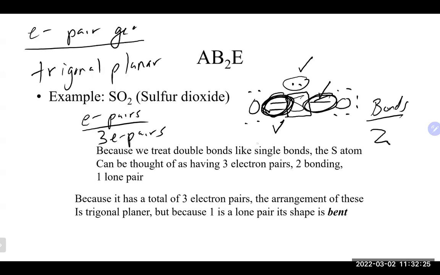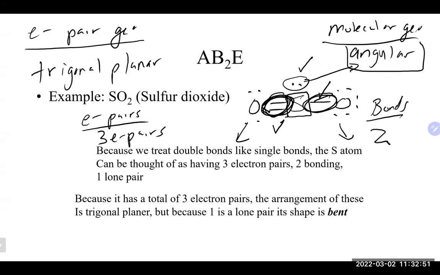So something with 3 electron pairs and 2 bonds, because of those non-bonding electrons up on top, there's nothing bonded there. It wants to go way away. And the result of that is these guys will come down as the electron pair moves away. This is known as angular.